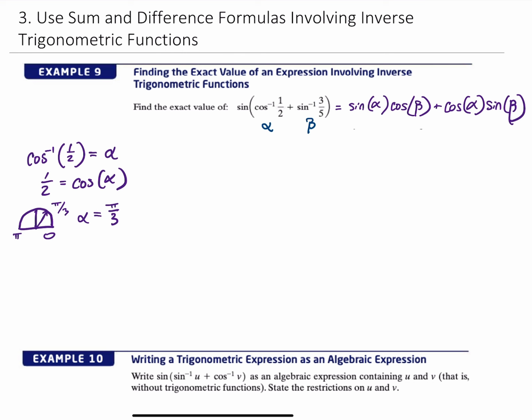I'm doing this because we want to find out also what the sine of alpha is, because we have the cosine of alpha, but we also have the sine of alpha. So we need both the sine and cosine. If our angle is pi over 3, then what should the sine be? Well, pi over 3 has the coordinate point 1/2, root 3 over 2. So that means the sine should be root 3 over 2. Sine of alpha is root 3 over 2. Cosine of alpha is 1/2.